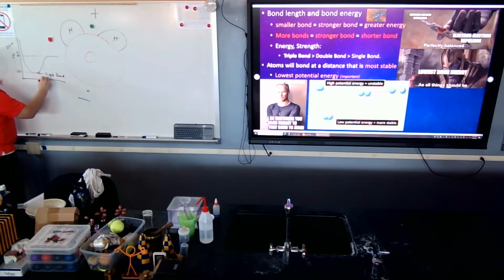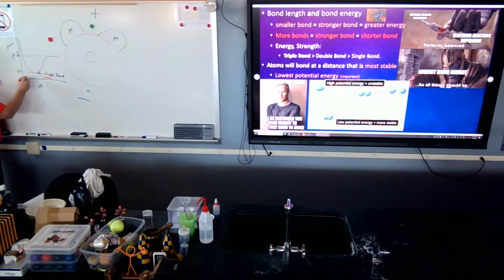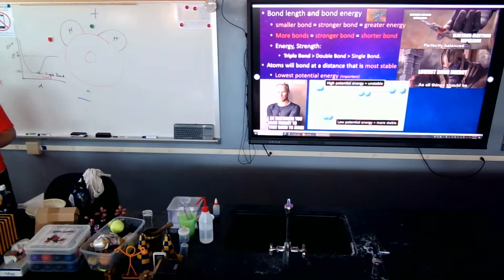Okay, so for the amount of energy, would it be double? Not necessarily. It's not additive. A double bond doesn't have twice as much energy as a single bond, but it does have more. So a double bond on the y-axis is going to fall below the single bond.